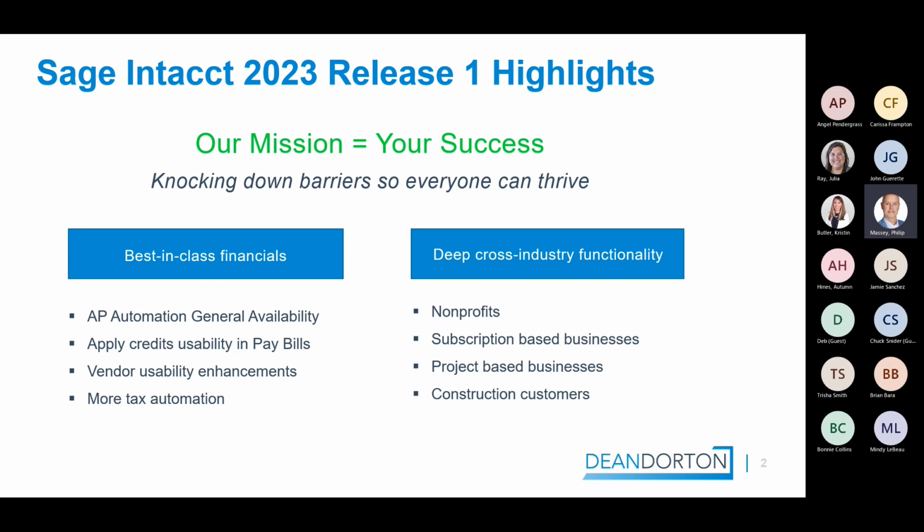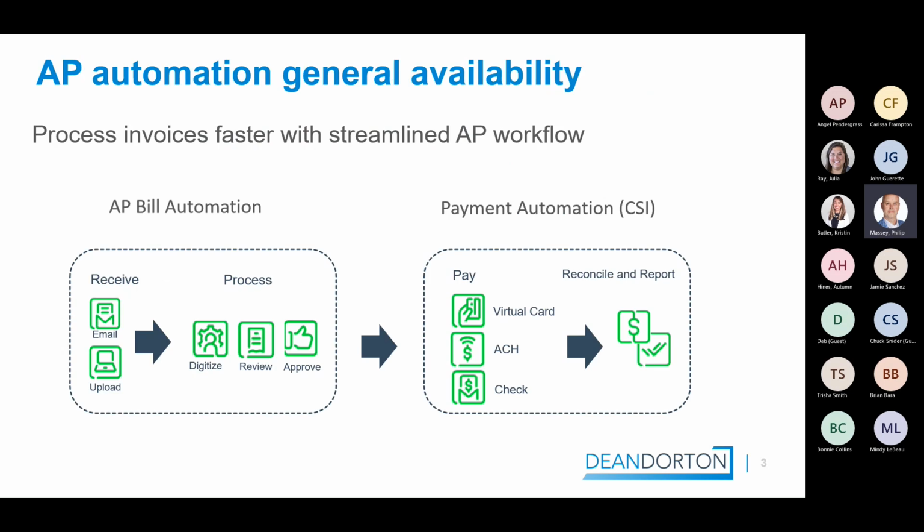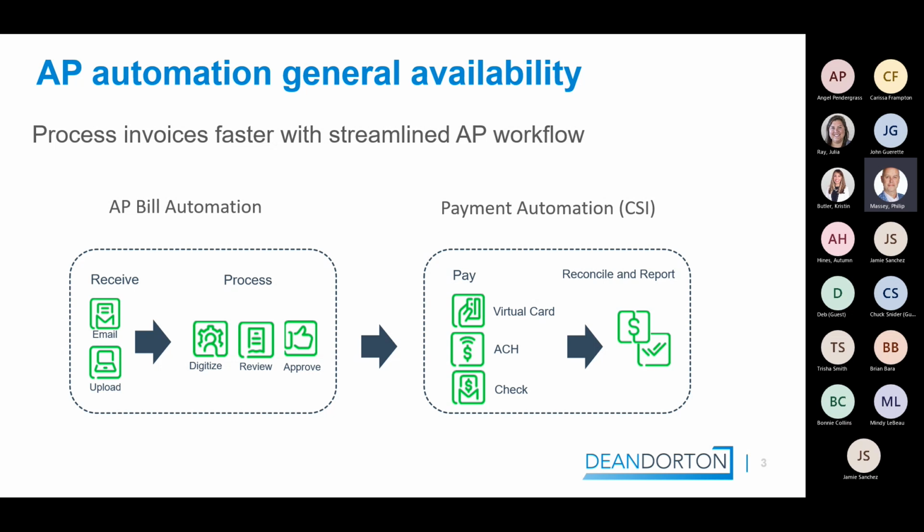So again, when you talk about release 1 of 2023, the big elephant in the room on that one is the AP automation, and we are extremely excited to announce that that has hit general availability. So every single instance of Sage Intacct now has the capability to use this AP automation. You do need to let us know if you want to use it, and we will work with Sage to enable it in your environment.